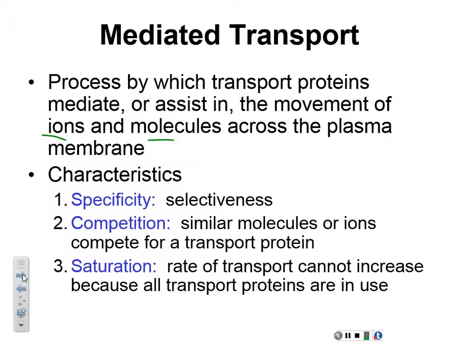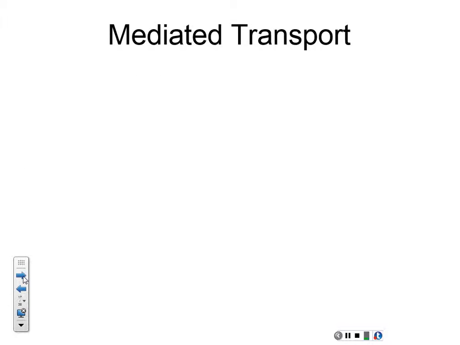So you have to be able to explain these 3 concepts when it comes to mediated transport: being competitive, being saturated, and also the specificity for a specific type of molecule, right? So that's what mediated transport is. It is a finite rate of reaction depending on the number of carrier proteins on the membrane. The more carrier proteins there are, the higher the rate of transport. Right?